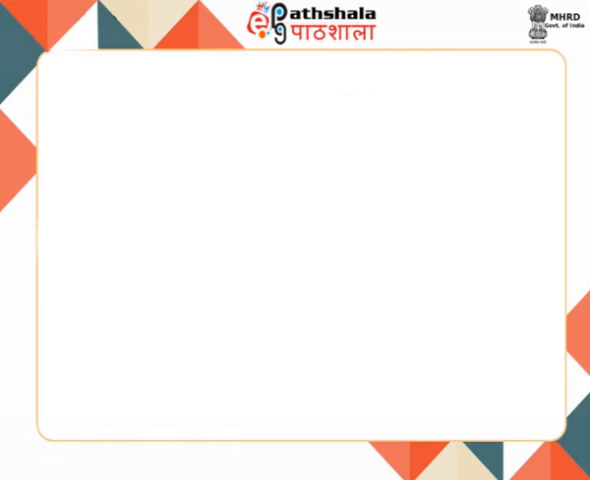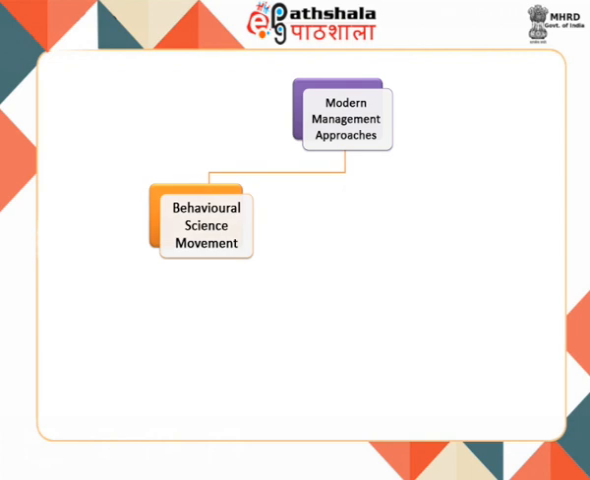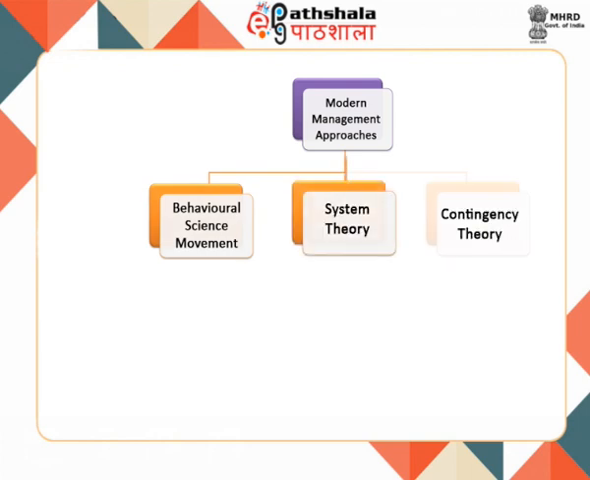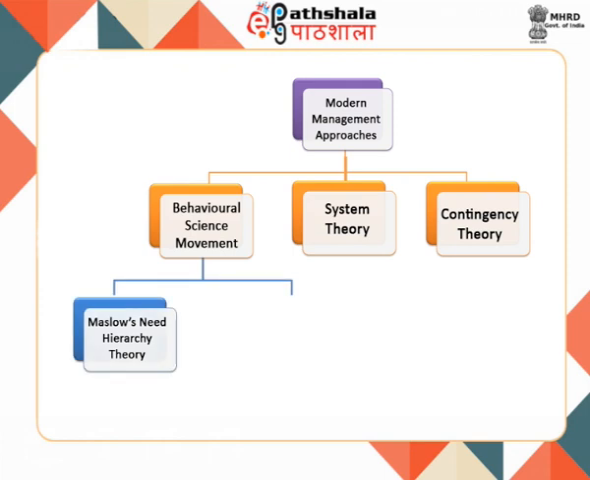Let us now discuss the various modern management approaches. We shall study the behavioral science movement, system theory, and contingency theory. Behavioral science movement can be studied under two main theories: Maslow's need hierarchy theory and McGregor's Theory X and Theory Y.